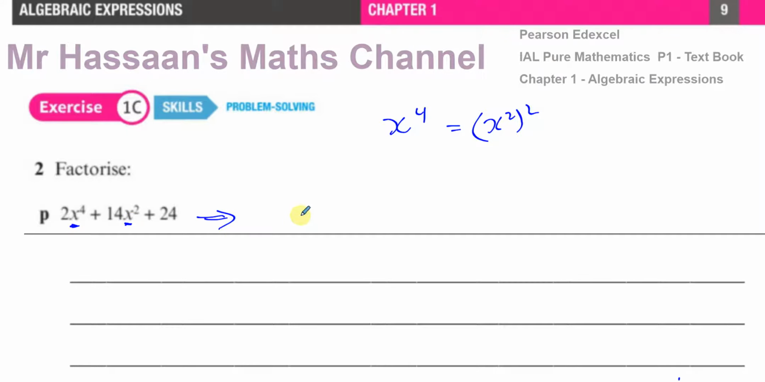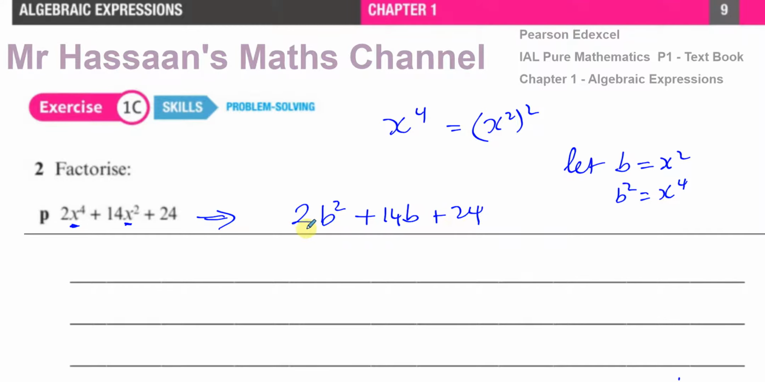One of the ways of doing it is saying, let's call the letter, for example, b. Let's call that x squared. If b is x squared, then if I square b, I have to square x squared. That's going to give me x to the power 4. X squared squared is x to the power 4. So if I replace the x squared with b, then I've got to replace the x to the power 4 with b squared. In that case, this becomes 2 times b squared plus 14 times b plus 24. The reason I did that is to make it look more familiar as a quadratic expression, and this is something that I know how to factorize.